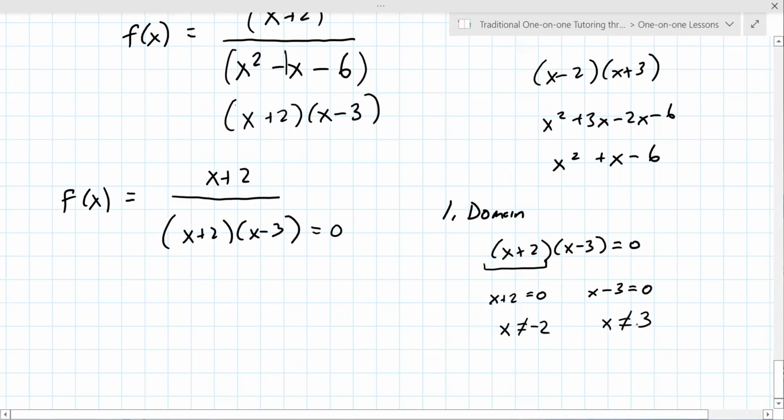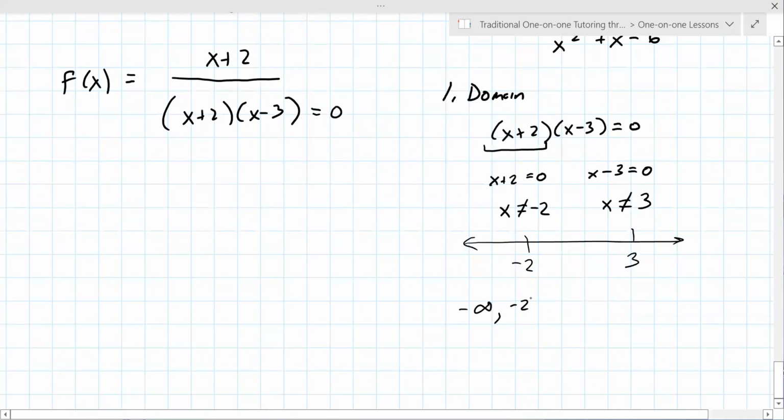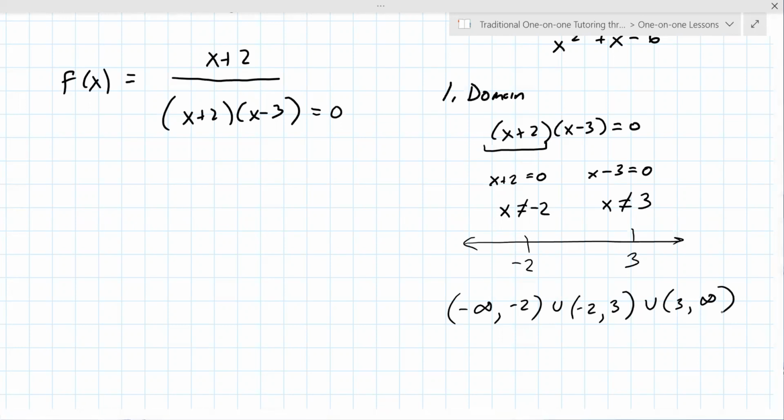Okay, so how would that look in interval notation? Yeah, let me go back here. So what some students do is, yeah, go ahead. Negative infinity to negative 2 in union with negative 2 to positive 3 in union with 3 to positive infinity. Good. So there's your domain. It's a little bit more work, but you do have to set each of those factors equal to 0. Okay.